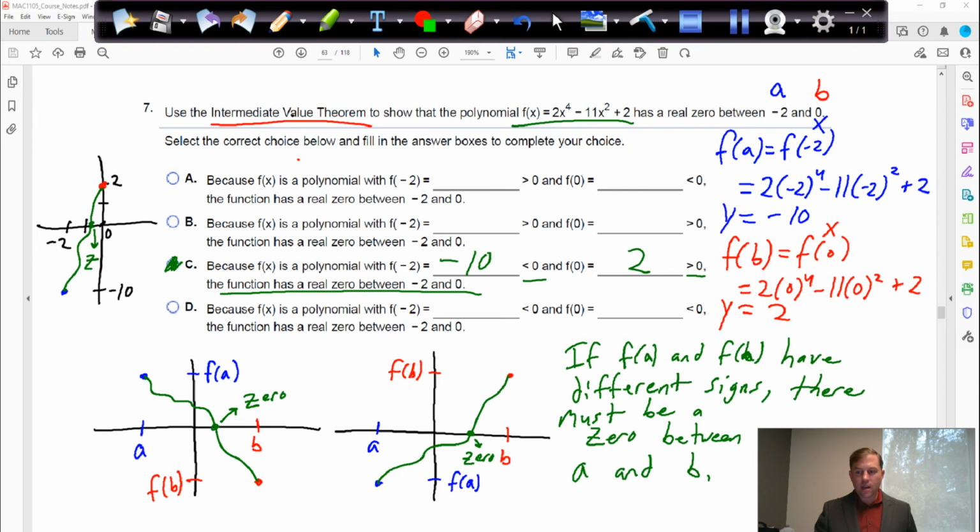Okay, so a lot of drawing here, a lot of theory, but hopefully it makes sense. You're just trying to get from point A to point B, and you're going to have to cross that x-axis. There's no other way to do it, and so there has to be a 0 there.